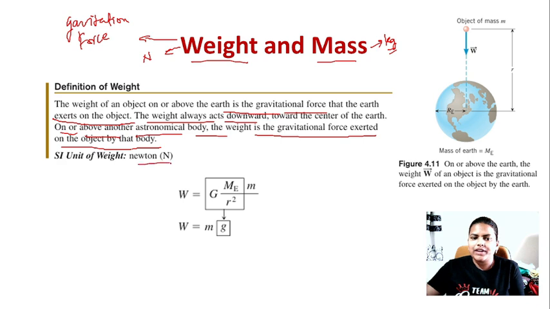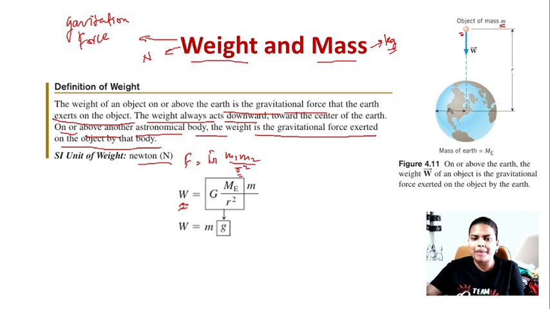The SI unit of weight is Newton. Weight is equal to the gravitational force, F equals G m1 m2 upon r square, where r is the distance between the two. If we consider this is our Earth and this is an object of mass small m, there would be a force of attraction between them. That force is represented as weight.